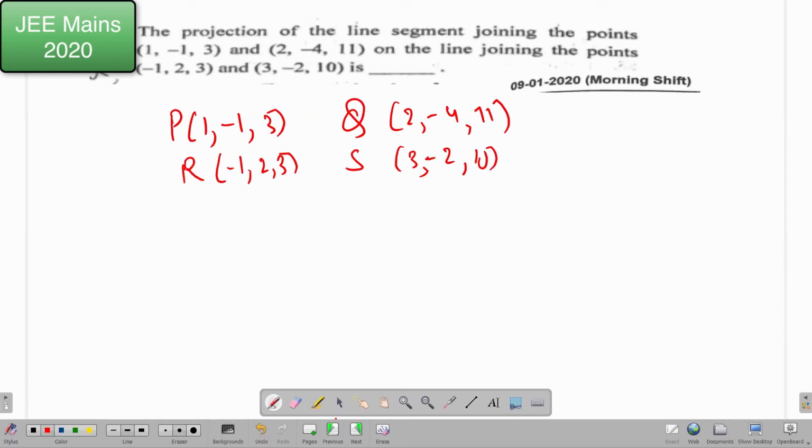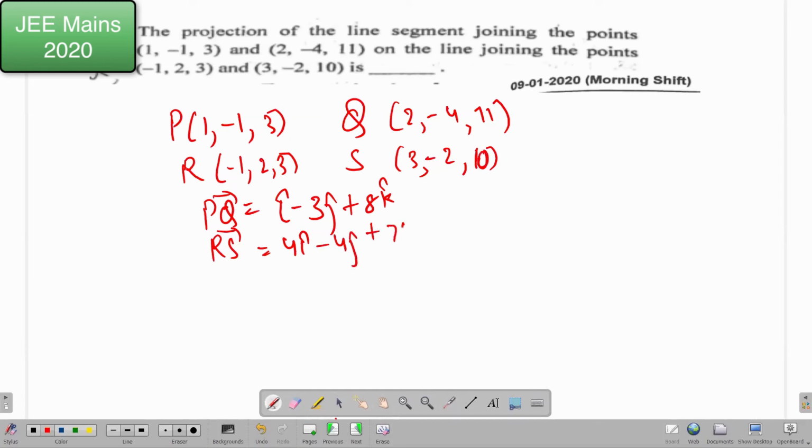So what I have to find in this question is the projection of the line joining PQ on the line joining the points RS. So the PQ vector is 2 minus 1, that is i cap, minus 4 plus 1, that is minus 3j cap, then 11 minus 3, that is plus 8k cap. And similarly, the RS vector is 3 minus minus 1, that is plus 4i, minus 2 minus 2, that is minus 4j, and 10 minus 3, that is 7k.